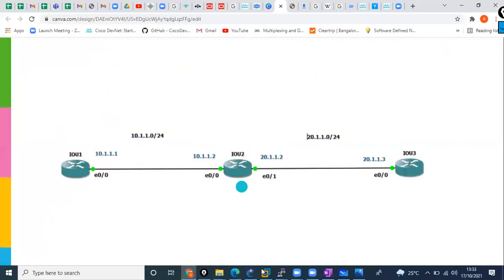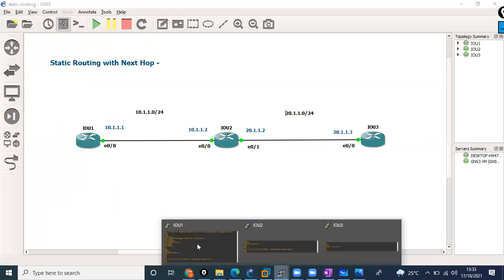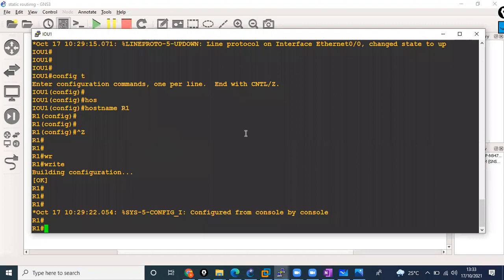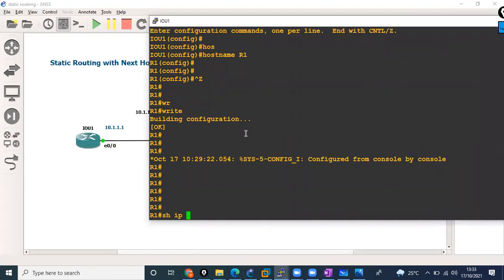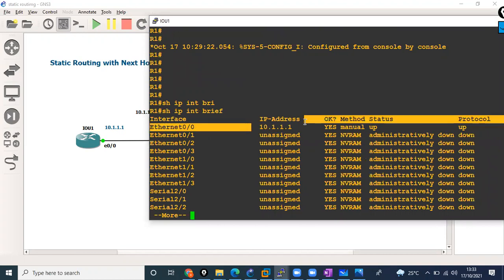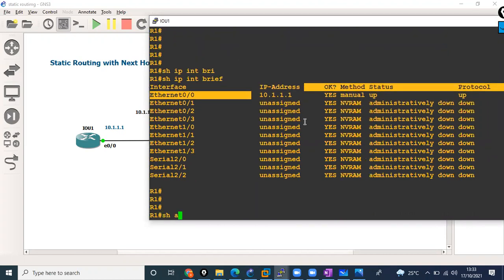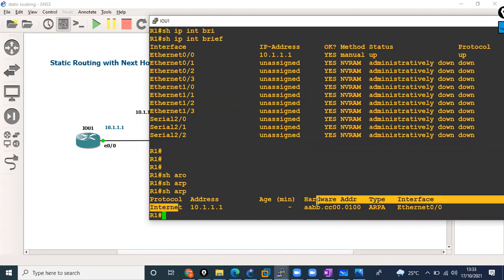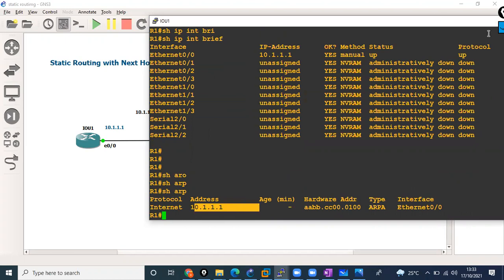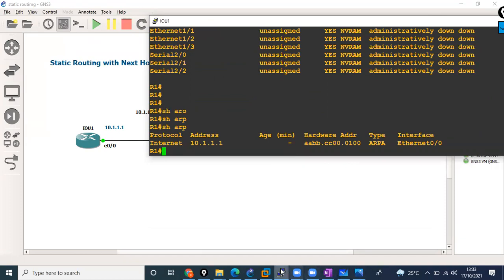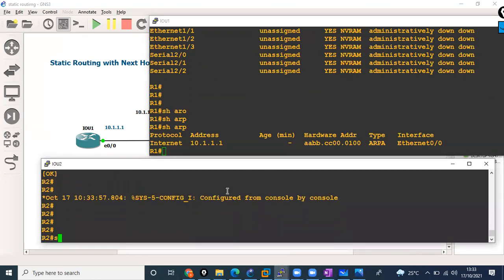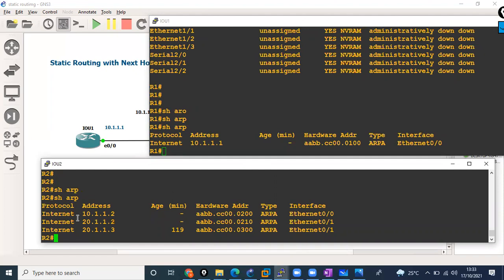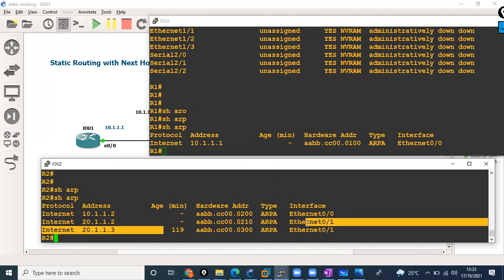So now, this is router 1. There is an IP address already there. Show IP interface brief. It's already there, 10.1.1.1, and show ARP. Is there any entry for the 10.1.1.2 MAC address? No, it's not there. Same, go to router 2 and check it. Show ARP. It's already updated.